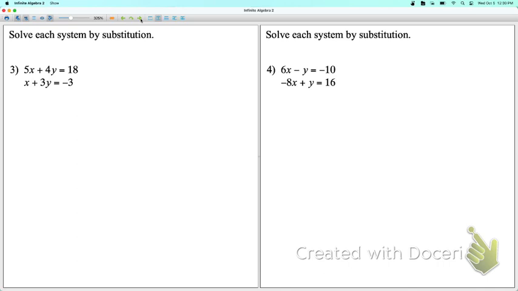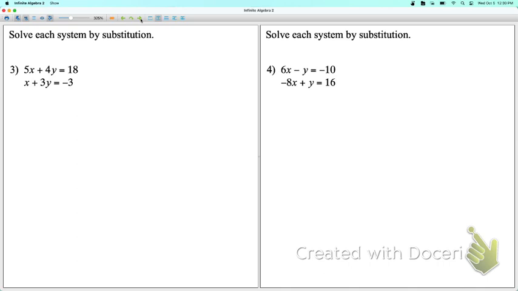And we have to pick an equation and a variable to solve for. But you want to find the easiest one to solve for. Bottom one. Bottom one for what? For x. Bottom one for what variable? X.